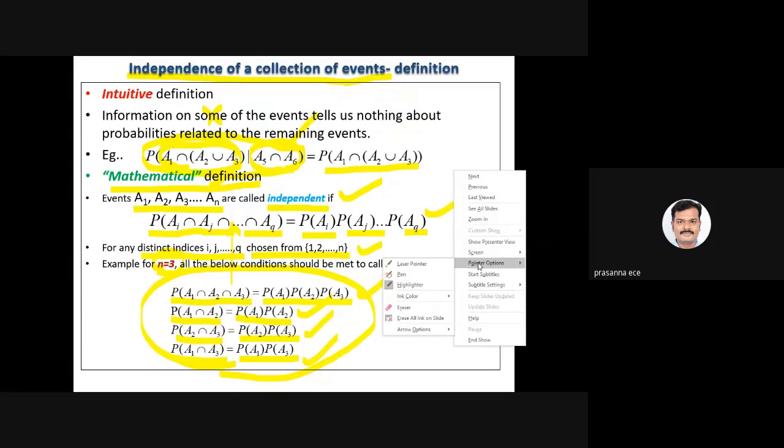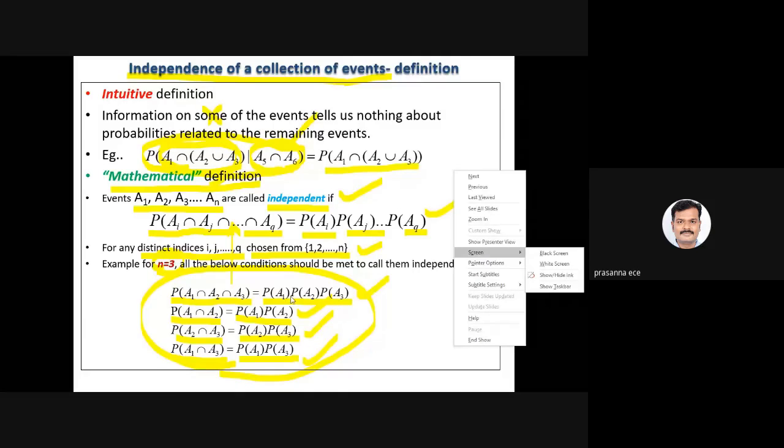Compared to independence of two events, where we have only a single equation, P of A intersection B is the product of P of A and P of B, when you have multiple events, we have 4 different equations to satisfy for the case of n equal to 3. In general, the number of equations that n events have to satisfy is 2 power n minus 1. The total number of equations that the events should satisfy, you will be seeing in a quiz problem. These are the conditions which all the events should satisfy to call them independent events.